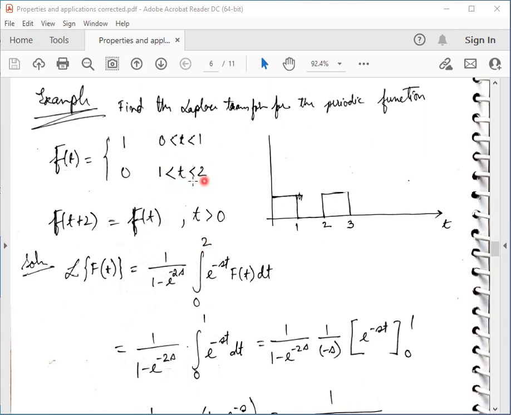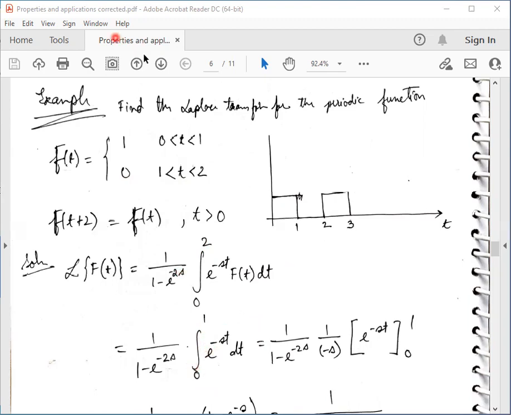And we know that in the second interval, that is from 1 to 2, the function is 0. So that means in the second interval 1 to 2, the contribution is 0, since the function is 0. The definite integration of 0 is 0. That is why I have kept only the first integral, that is from 0 to 1.